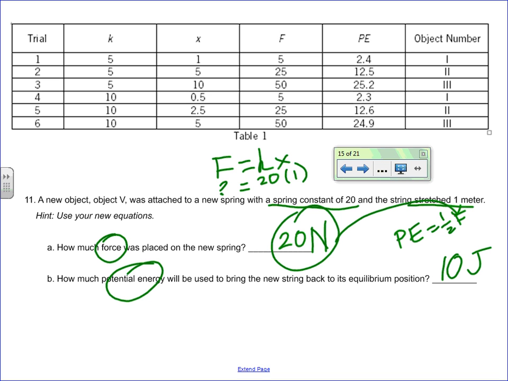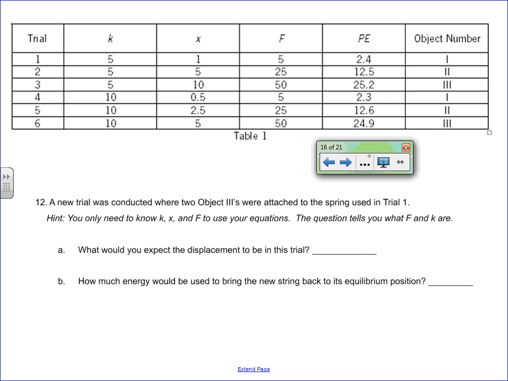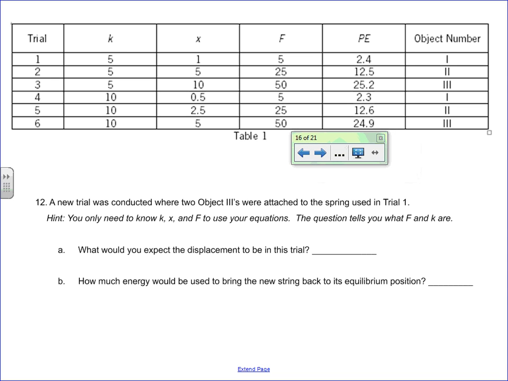Good. Let's try it again. Now this one's tricky because now we're changing the scenario again a little bit. We're using new information to make a prediction based on a model. A new trial was conducted where 2 object 3s were attached to the spring used in trial 1. All right, what would you expect the displacement of this trial to be? So what are we looking for? Displacement, which is what? X.